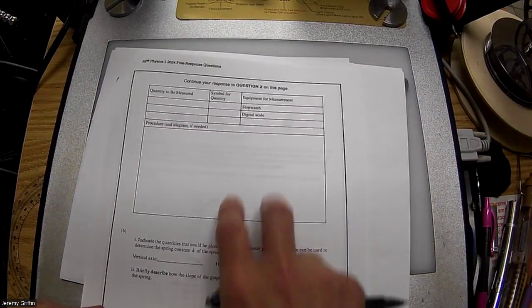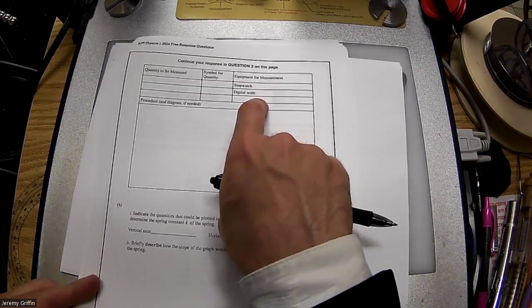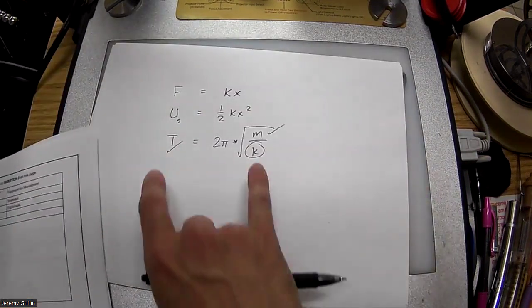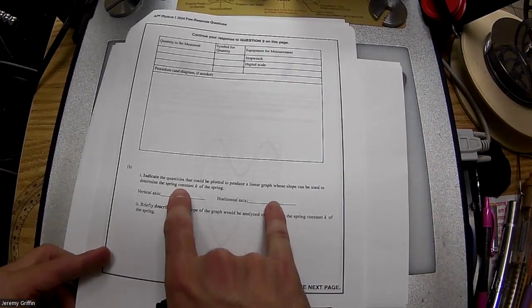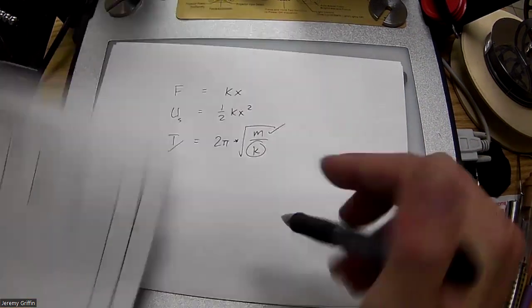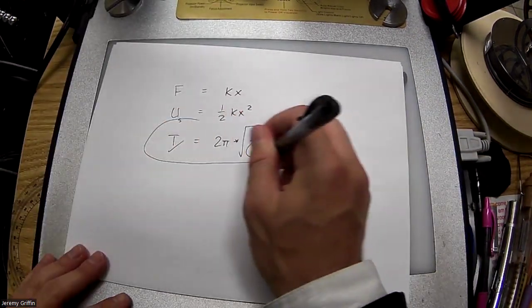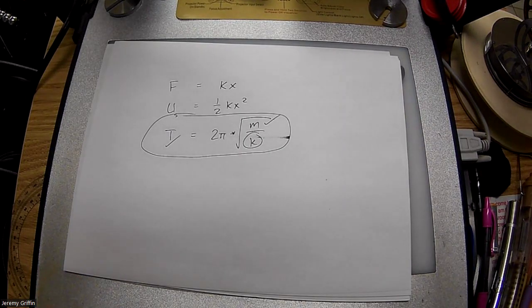Okay, and then, stopwatch, digital scale. They give you another row because maybe you could square the time periods. That could possibly be helpful for this next step. Indicate which quantities could be plotted to produce a linear graph whose slope can be used to determine the spring constant of the spring. So let's pick up from this one right here. There's multiple answers that would work. I want to show you guys at least a couple.